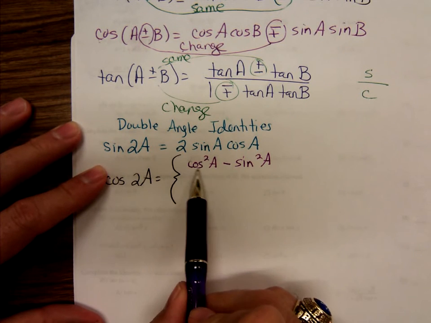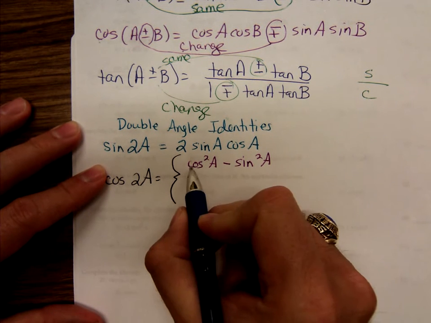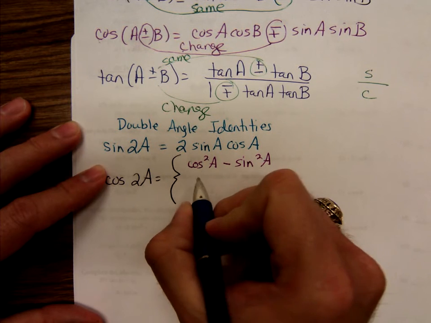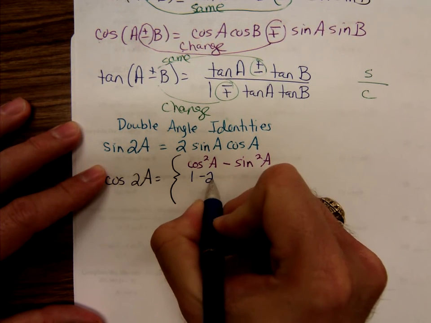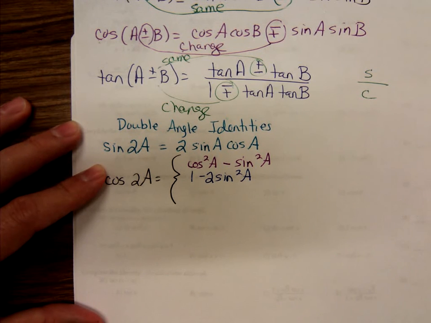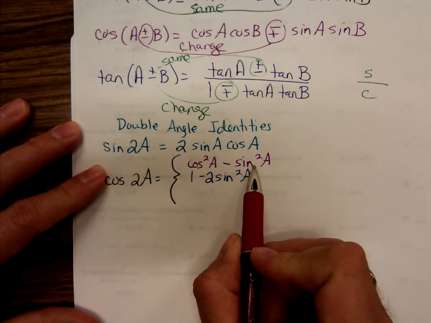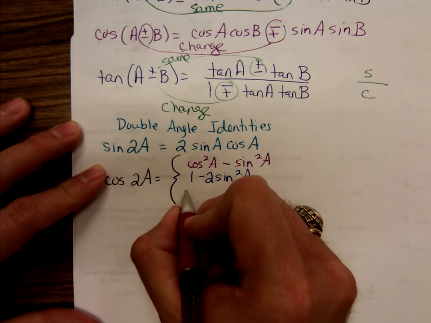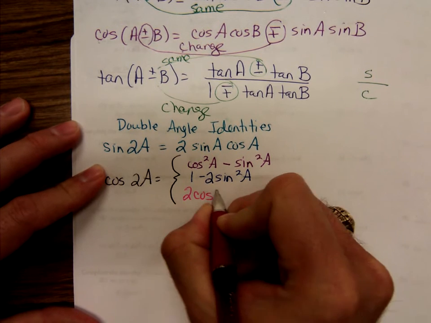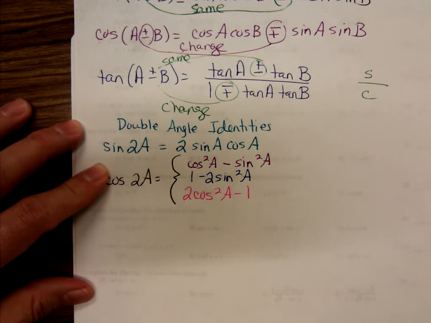If I replace the cosine squared a with 1 minus sine squared a, I have 1 minus sine squared a minus sine squared a. So 1 minus 2 sine squared a. Or I could rewrite everything in terms of cosine by replacing this sine squared a with 1 minus cosine squared a, and you get 2 cosine squared a minus 1. And we derived all of those in class.